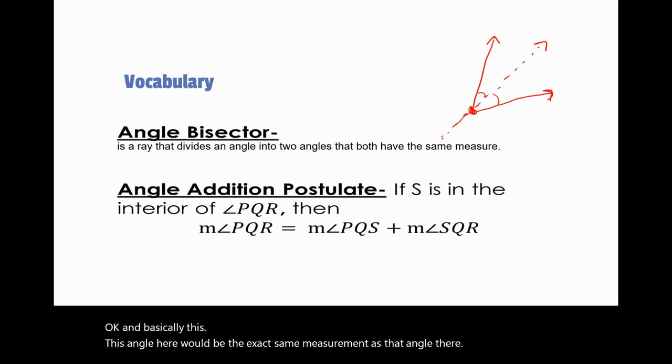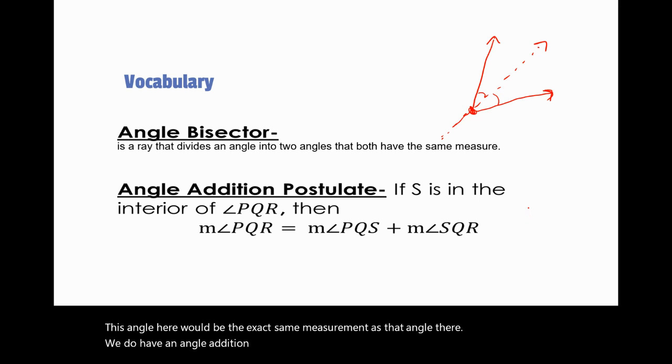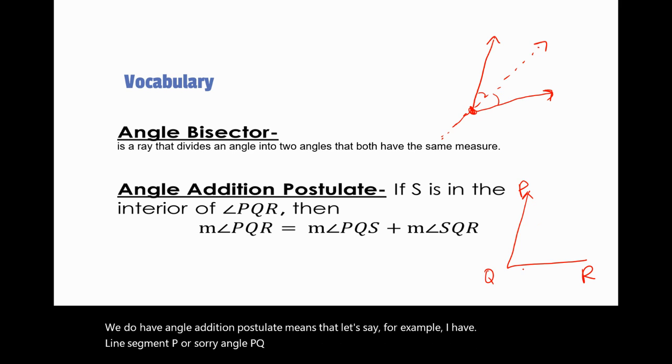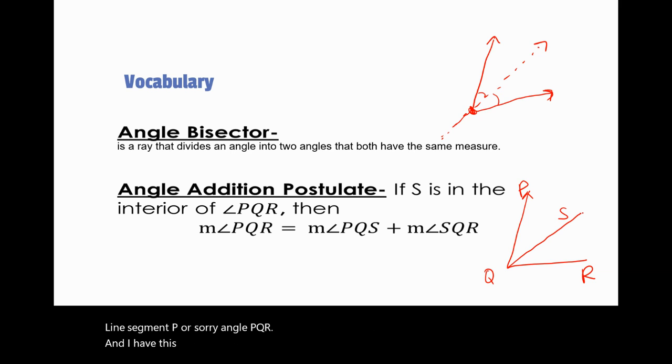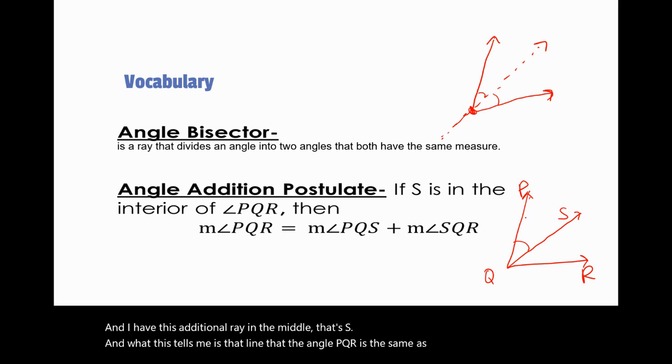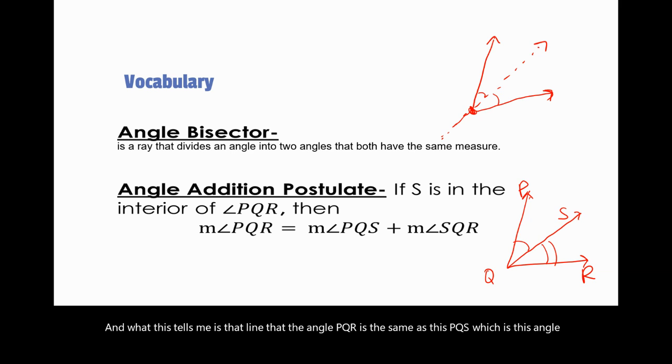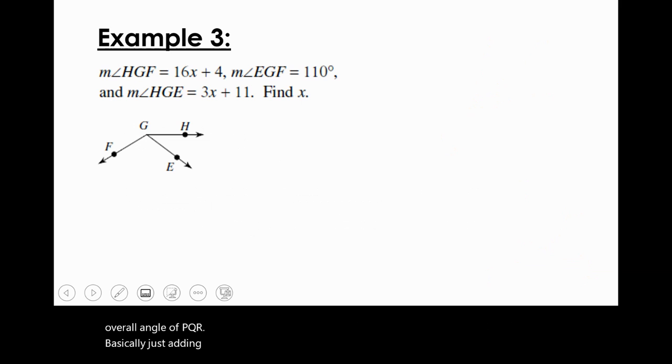We do have an angle addition postulate. Angle addition postulate means that, let's say, for example, I have angle PQR, and I have this additional ray in the middle that's S. What this tells me is that angle PQR is the same as PQS, which is this angle here, added to SQR. So if I take that angle and this angle, it will make the overall angle PQR. So basically just adding two angles together to get the whole.